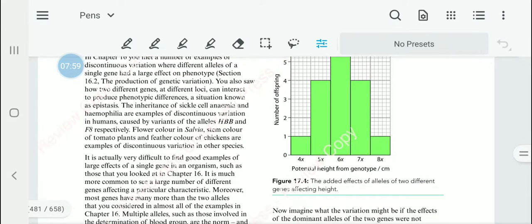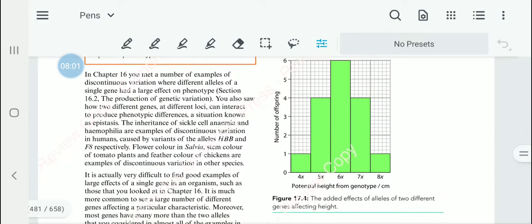So in chapter 16, which you probably have discussed already, you learned about different types of discontinuous variation, where different alleles of a single gene had a large effect on phenotype. So that means in production of genetic variation, you must have learned this.